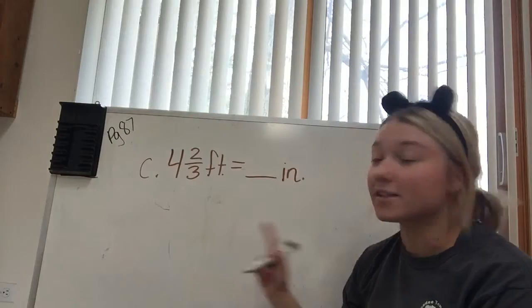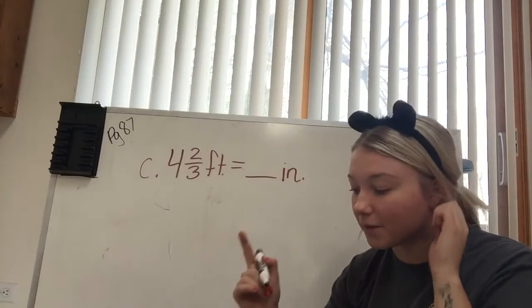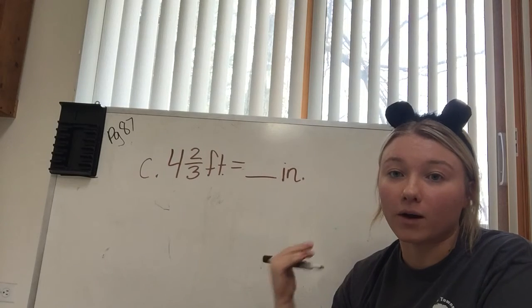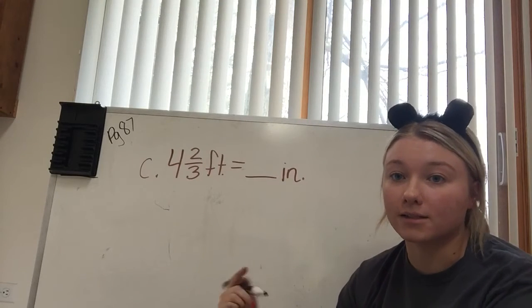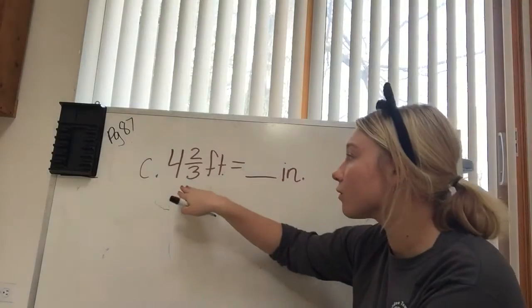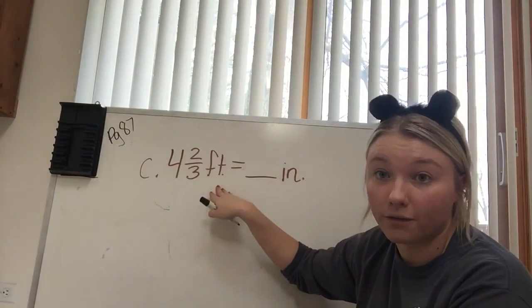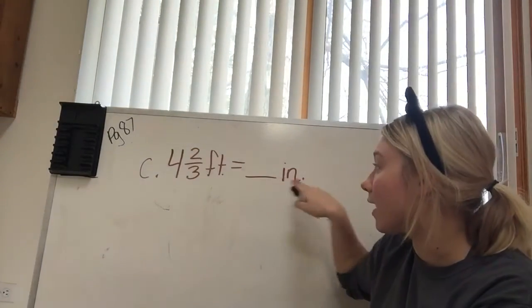Okay, so we're still on page 87. I'm just doing a few more examples. These ones are a little more difficult and they require more steps, so I want you guys to stick with me here, okay? So we're taking 4 2/3 feet is equal to how many inches?